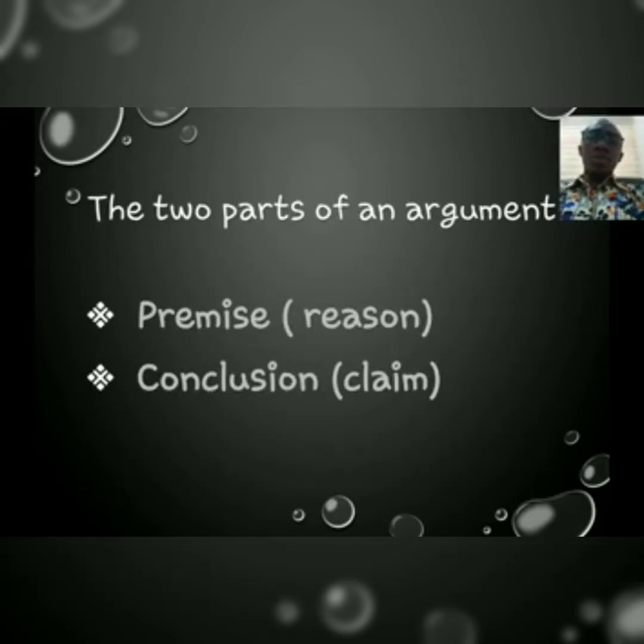Now, from the definition, you can see that an argument has two parts. So this is the framework of an argument. We have the premise or the reason and the conclusion, the claim. So don't forget, these are the two parts of an argument. In every argument, you will see a premise or the reasons and the conclusion, known as the claim. Now let's quickly look at the roles these two parts play in an argument.